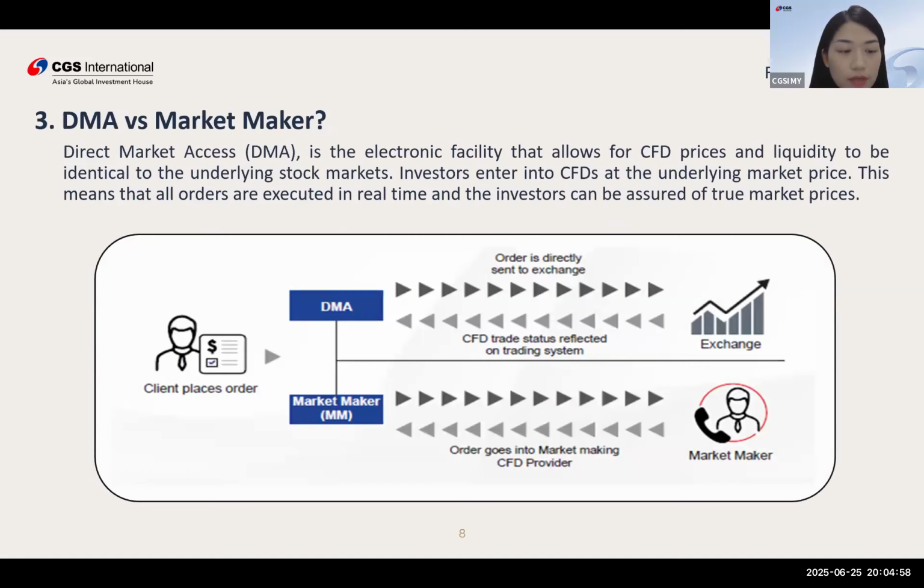So we are pleased to inform that our business model is actually the DMA model. In layman's terms, the price that you see on the trading platform is the same as the underlying in the market, and the orders are executed in real time. So you get to enjoy transparent pricing, and your buying and selling does impact the market. Unlike the market making model, where you need to pay an extra bid and ask spread. So rest assured, our listed share CFD is a DMA model.